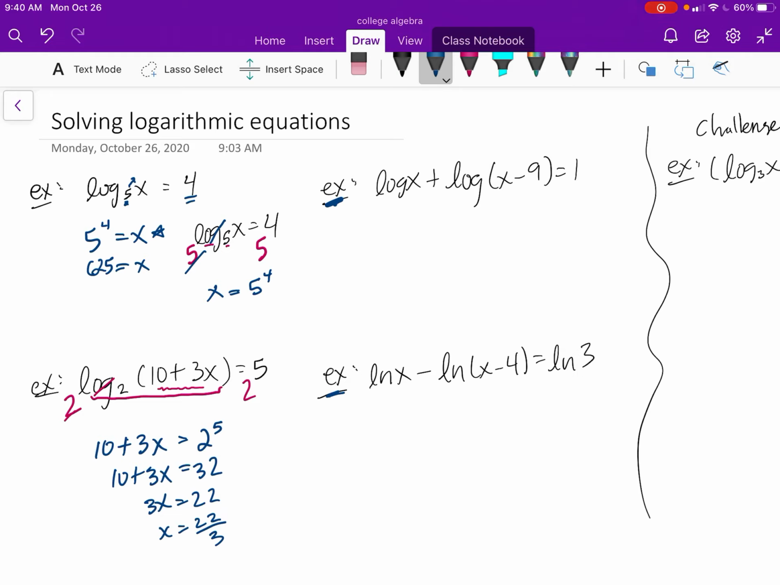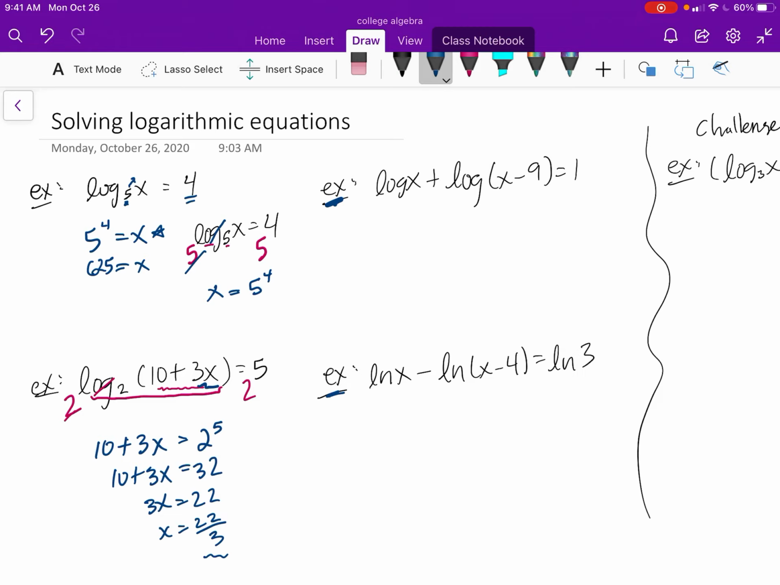Stepping back for one second, always with logarithms, double check that your answer works. Because remember, we cannot take the logarithm of a negative value. It must be greater than 0. So if I eyeball 22 over 3 in here, it's going to work. It's positive. As long as my math is correct, I'm good to go. But I highly recommend double checking all of your solutions.